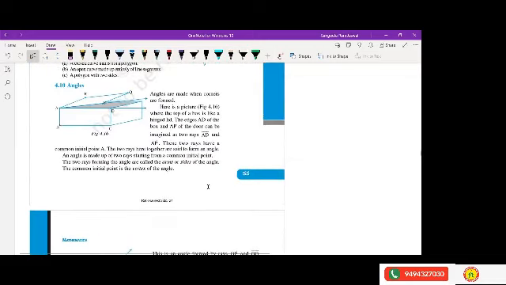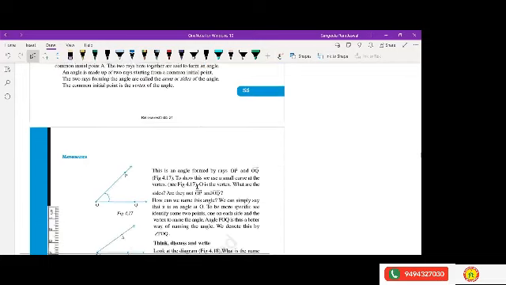The very common example of the angle is your door or your window. When you open the door of your house, what do you see? The door makes an angle with its frame. Yes, do you see that? When you open the door, it is making an angle with its frame. So that is an example of angle. When you open the window, it is also making an angle with its frame. So that's a very common example of angle.